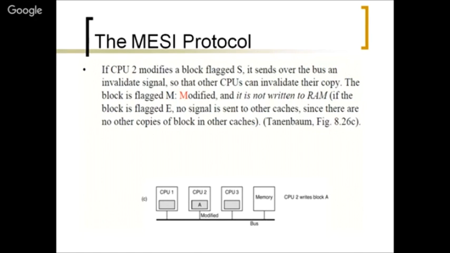So now the scenario is, let's say CPU2 wants to write something. It will send an invalidate signal to all the remaining CPUs because it wants to modify the contents. It tells all the other CPUs to invalidate whatever copy they have, because it wants to write something, so that the other CPUs can invalidate their copies. Okay. So it will change its state to M, that is modified.